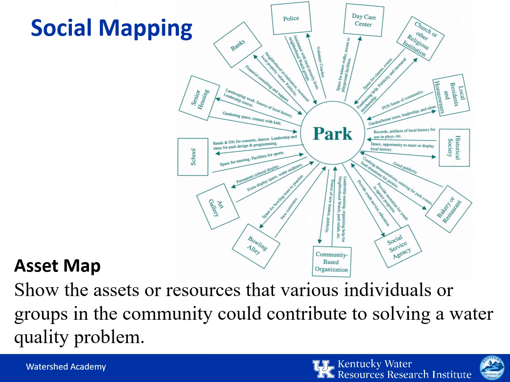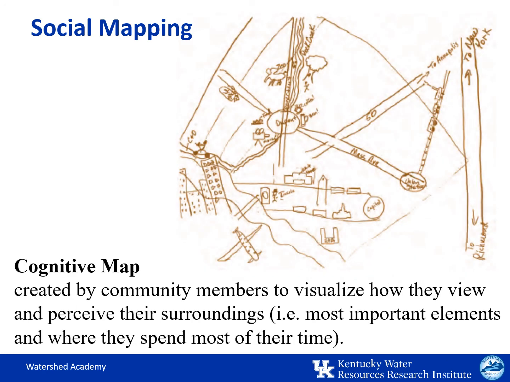An asset map can show the assets or resources that various individuals or groups in the community could contribute to solving a water quality problem. This example shows how community groups and entities can contribute to the success of a park and what they can receive from it. A cognitive map is a drawing created by the community members that can help visualize how they view and perceive their surroundings. You can learn what people see as the most important elements of the community and where they spend most of their time, which may be helpful in determining where to distribute your message.